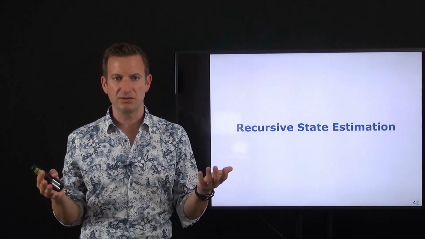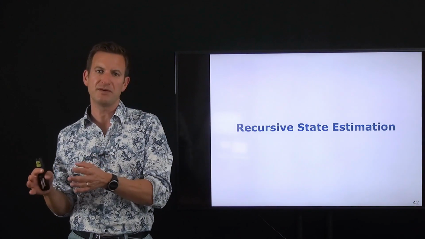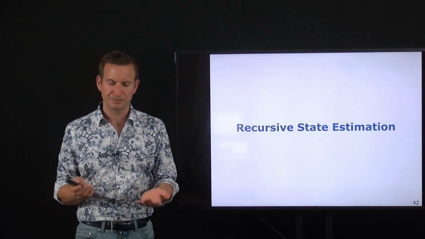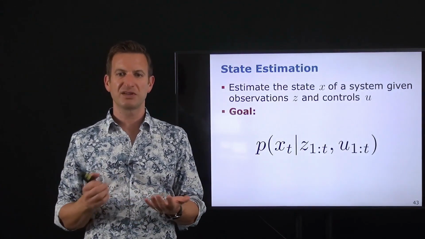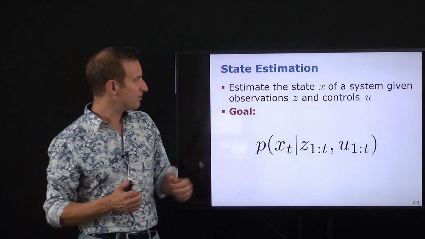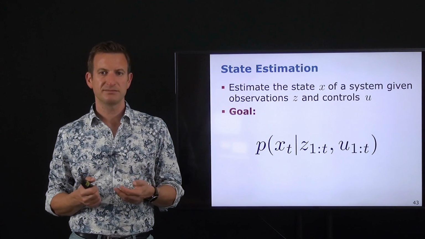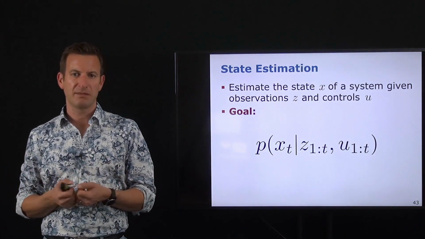Recursion is something that you probably know from your basic programming education, where you reuse your previous result and just update it based on the new information that is available. So again, what is state estimation? State estimation can be described by this probability distribution, and it says I want to estimate the state of the system x at time t, given all my control commands and my observations.